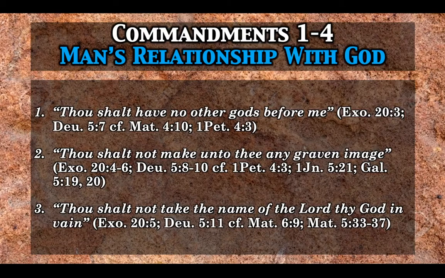Deuteronomy 5:11. In Matthew chapter 6, verse 9, Jesus said, "After this manner, therefore, pray ye, Our Father, who art in heaven, hallowed be thy name." From this, we're reminded that God's name is to be hallowed, or another word for that is holy. Holy things are treated differently than common things. Holy things, sacred things, are in contrast to that which is common and that which is profane.